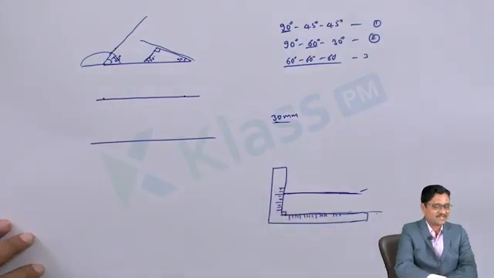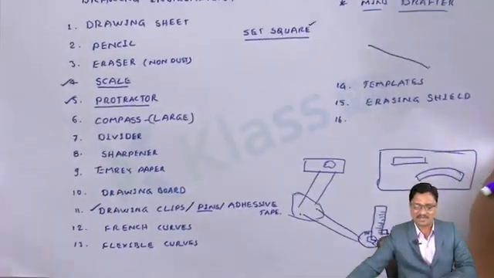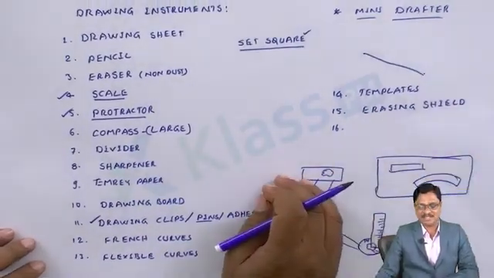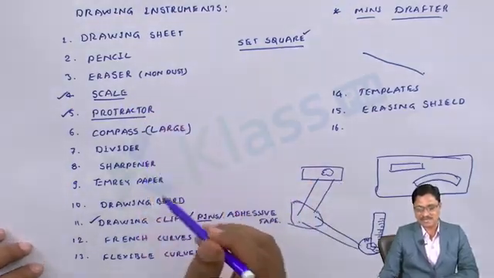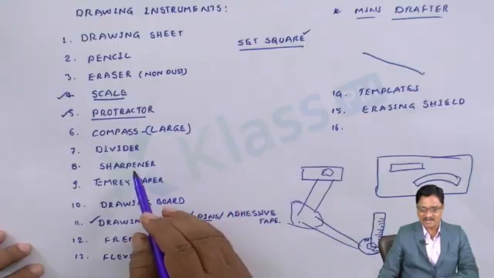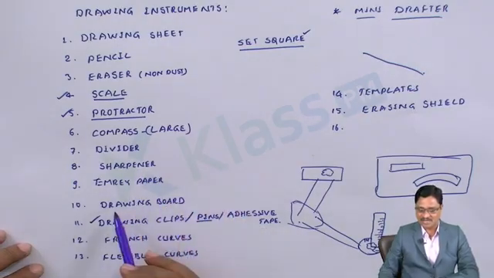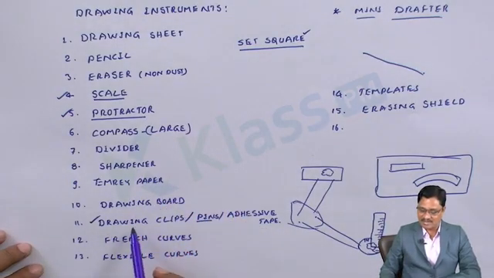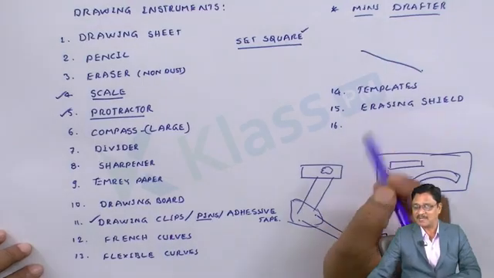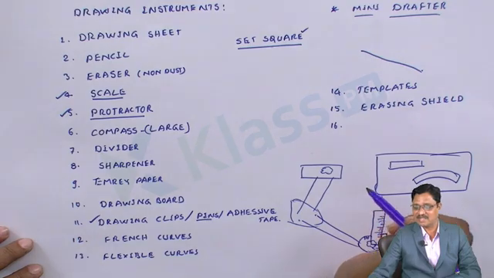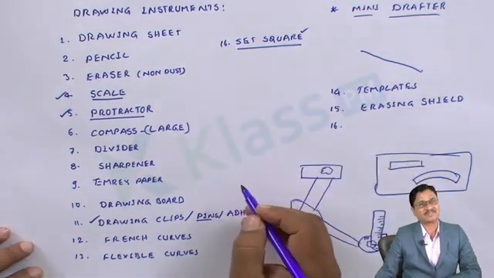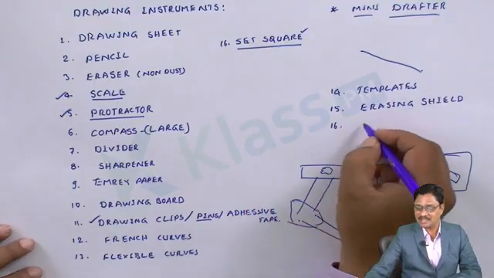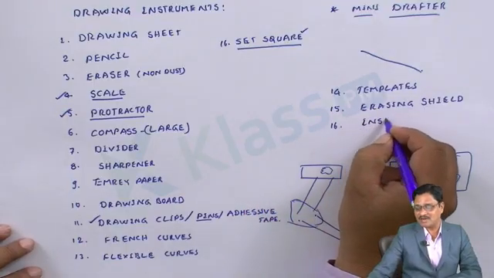So now let us check the instruments we have. Drawing sheet, pencils, eraser, scale, protractor, compass the large one, divider, sharpener, emery paper, drawing board, and drawing clips to fasten, French curves, flexible curves, templates, the engineering shield, and the set squares we missed, we can add these also to the instruments. So next, the other thing: the instrument box.